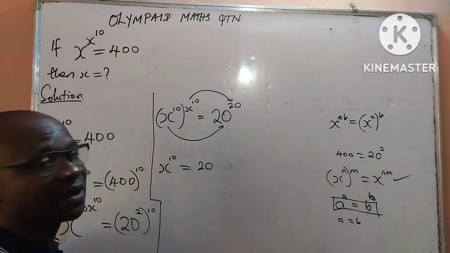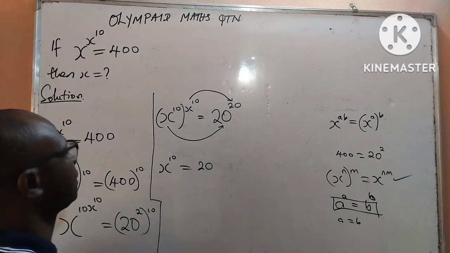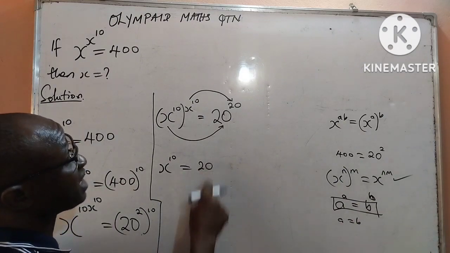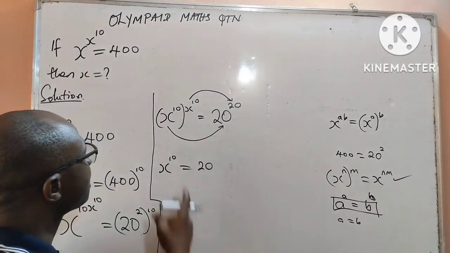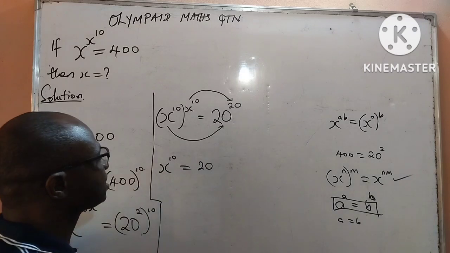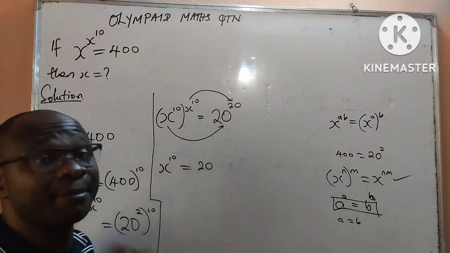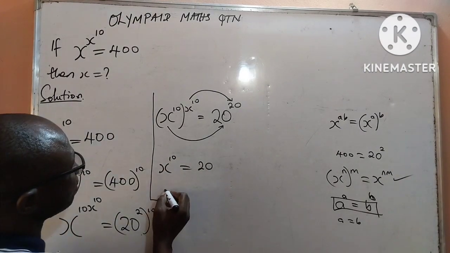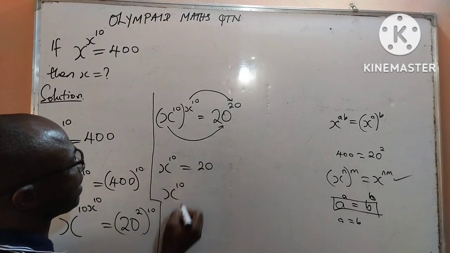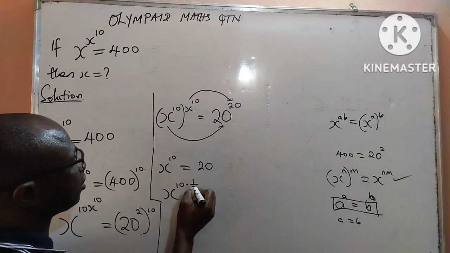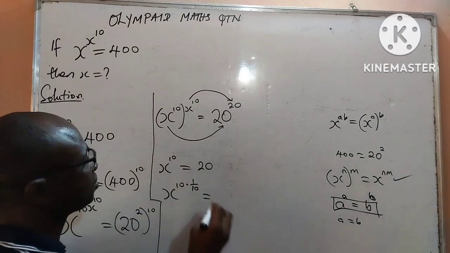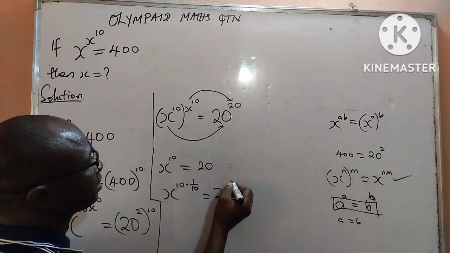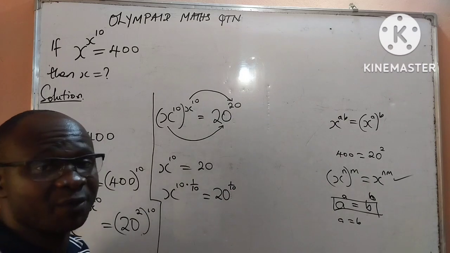Therefore, to now know the value of x, I will multiply both sides of the exponent. This 20 is the same thing as 20 raised to power 1. Therefore, I will multiply both sides of the exponent by 1 over 10, and my interest is to get rid of the power 10. So I put it as x to the power 10 multiplied by 1 all over 10. And on the right, I do the same thing: 20 to the power 1 multiplied by 1 all over 10, which will still give me 1 over 10.